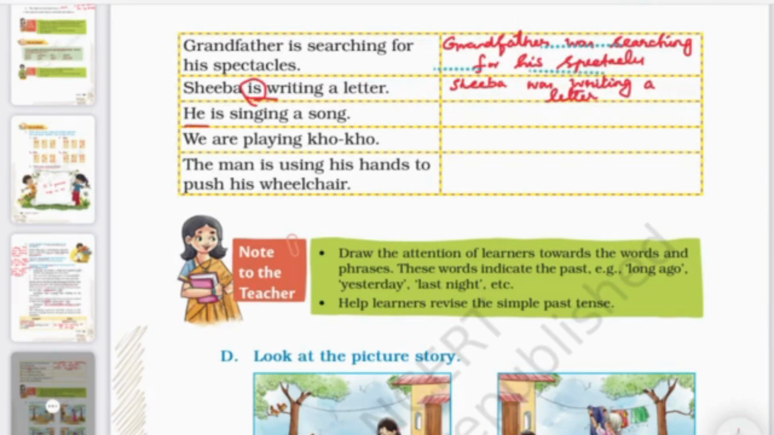He is singing a song. We want to write it in the past tense. He was singing a song. Next, we. We is plural here. So, we were playing kho-kho. We are playing kho-kho, in the past tense, we were playing kho-kho.